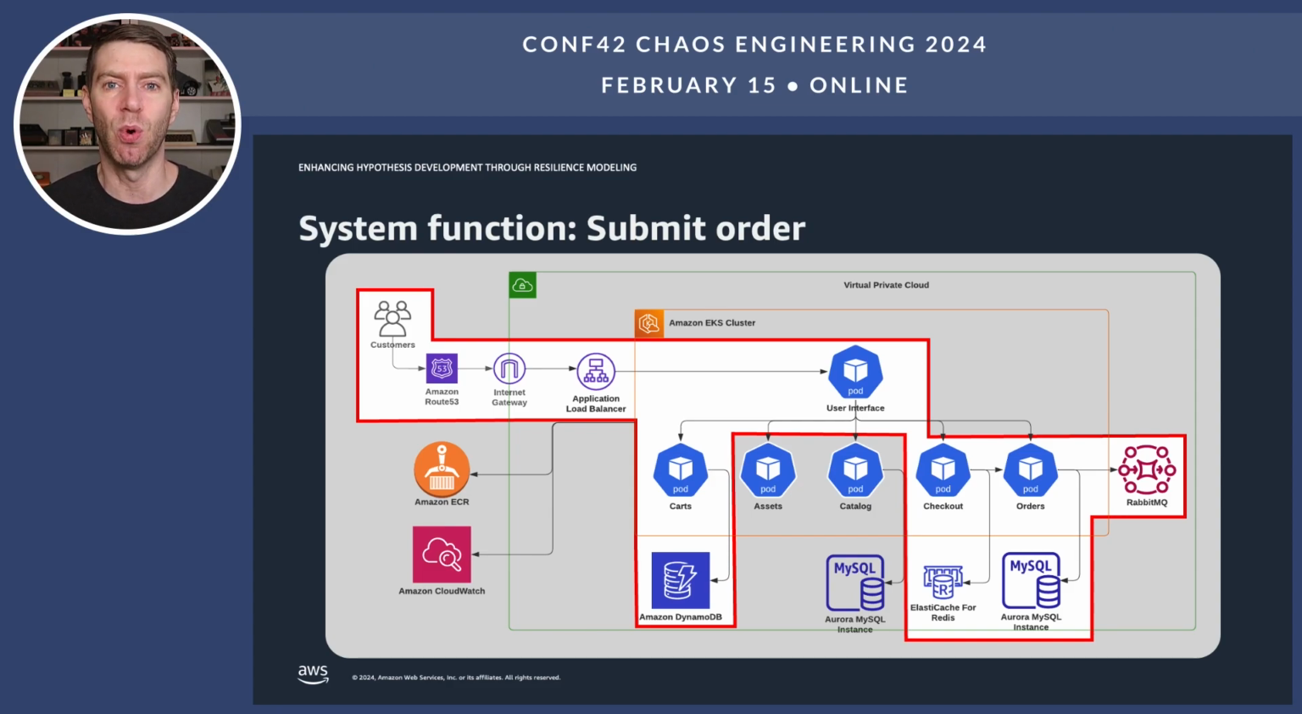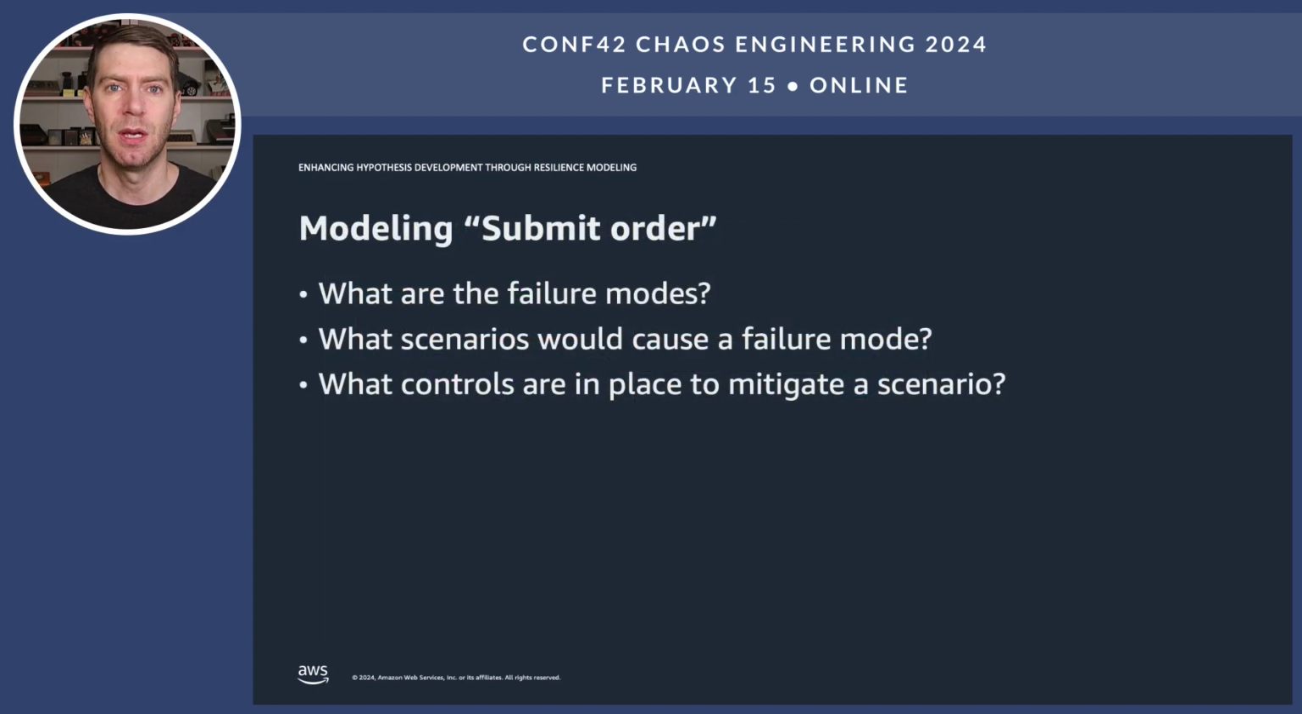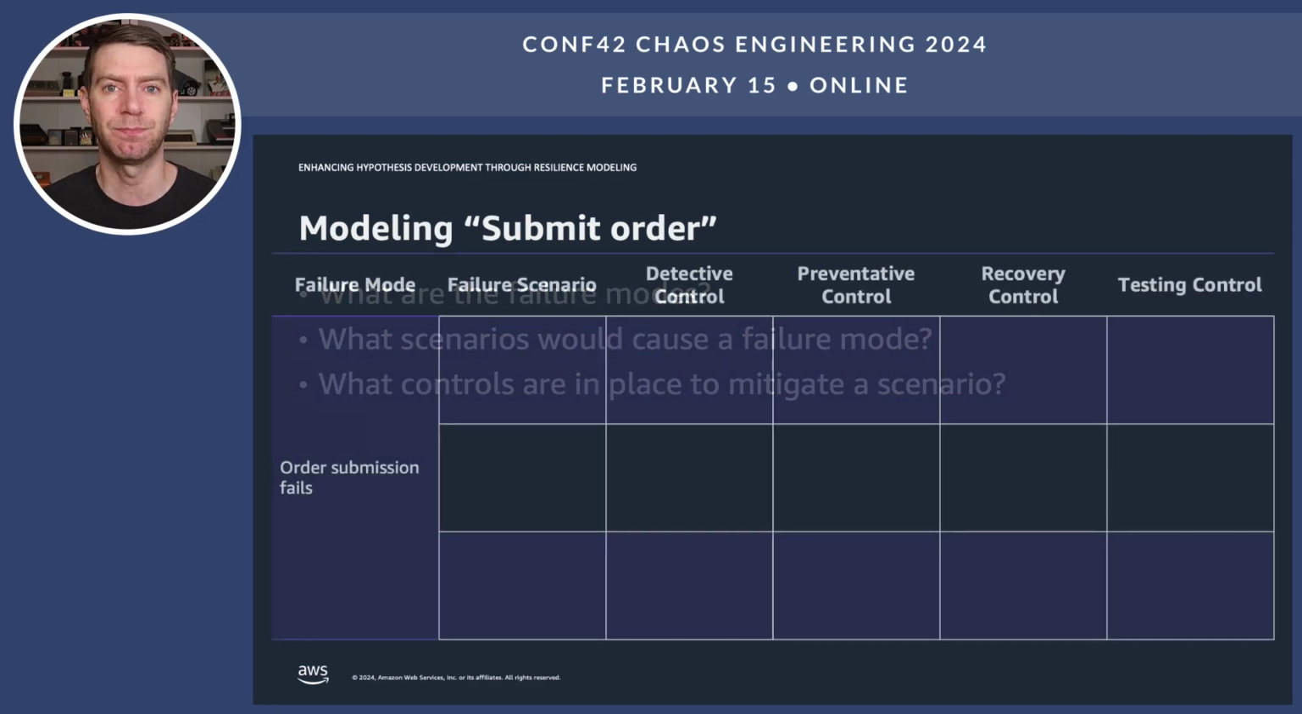For the submit order function, what are the different failure modes? So we can now use the no function, over function, under function, intermittent function, and unintentional function as a template when we're creating this. So if we were to model this submit order, we need to ask ourselves these questions. What are the failure modes? What scenarios would cause the failure modes? And what controls are in place to mitigate these scenarios?